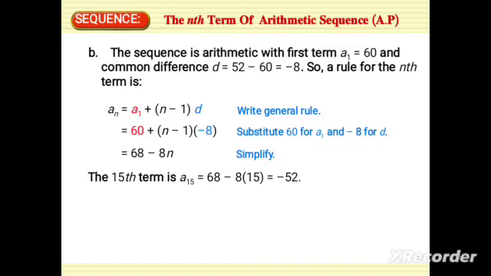Then with this information, having the nth term, we can now find the 15th term. So our 15th term is 68 minus 8 times 15. And that one, if you work it out on your calculator, you will find negative 52. So that is the 15th term.